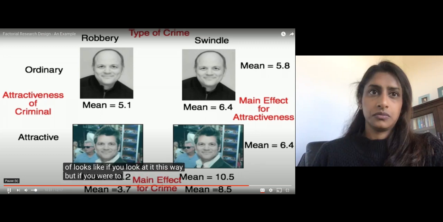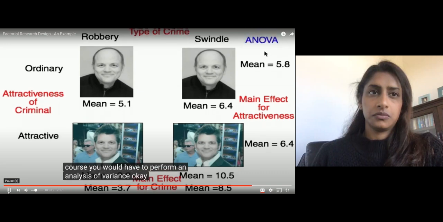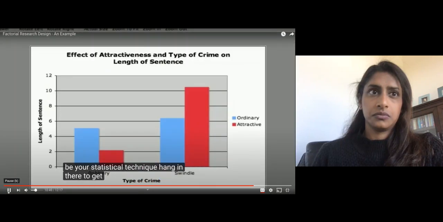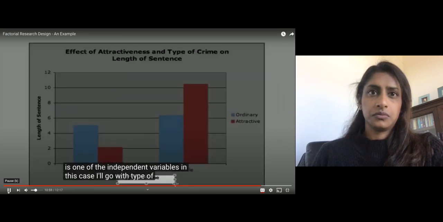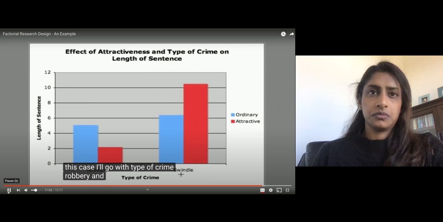But if you were to plot the data, and of course, you would have to perform an analysis of variance. Okay, and that would be your statistical technique. Hang in there. We get to the interesting part here, although I guess I've already given it away. This would be hypothetical results. All right, effect of attractiveness and type of crime on length of sentence. That's my lengthy scientific sounding title. On the bottom is one of the independent variables. In this case, I'll go with type of crime, robbery and swindle.